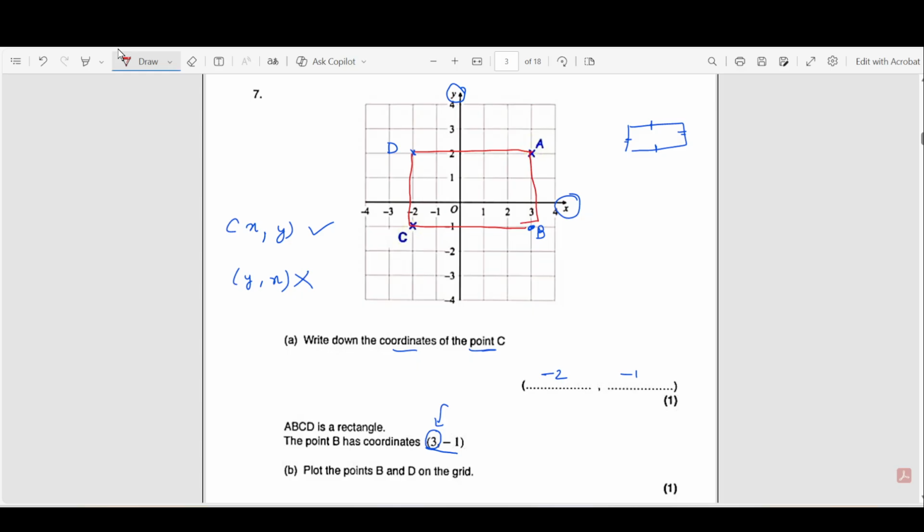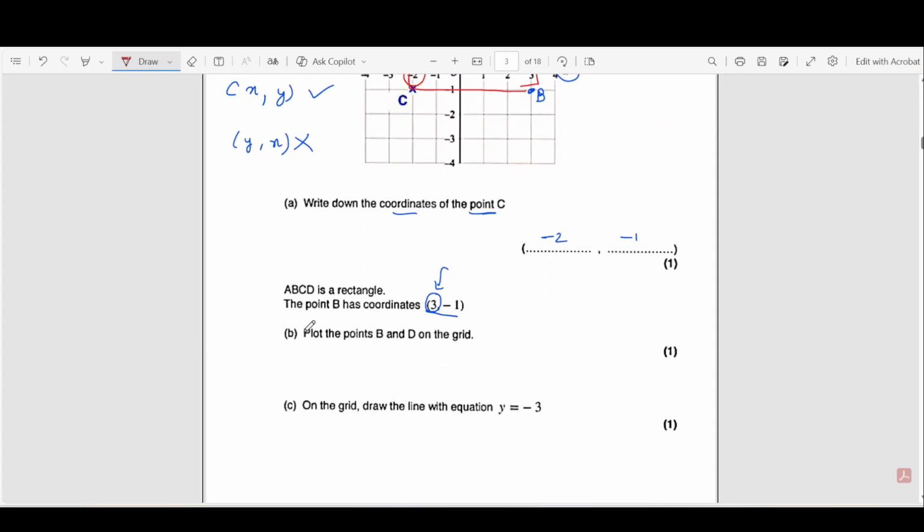So what is point D? Again, we need to first check the horizontal axis value, which is -2, and the vertical value on this point is 2. So it's -2 comma 2. These are the coordinates for point D, right?